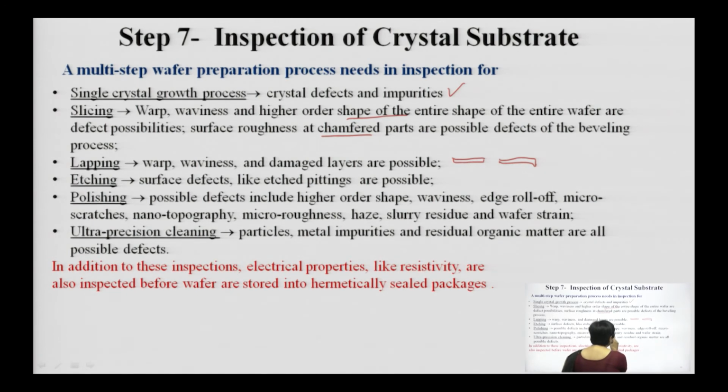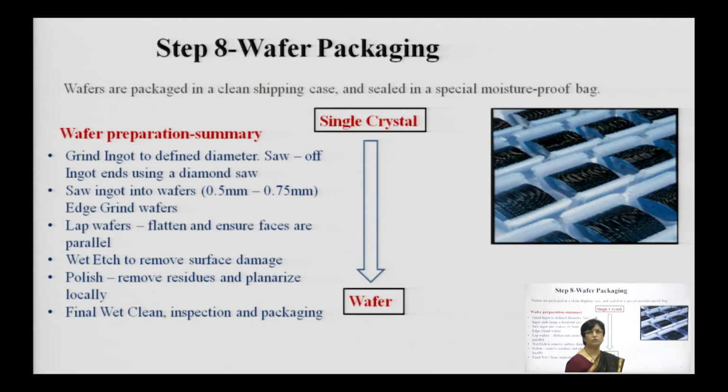So, here you need to check all these things: nanotopography, micro roughness, slurry residues, water stains. Then while cleaning also you can have residual particles on the wafer. All these things are very important, and prior to packaging into hermetically sealed packages, you must inspect these wafers properly. Apart from that, some chemical and electrical properties are also identified. So, this is the summary.